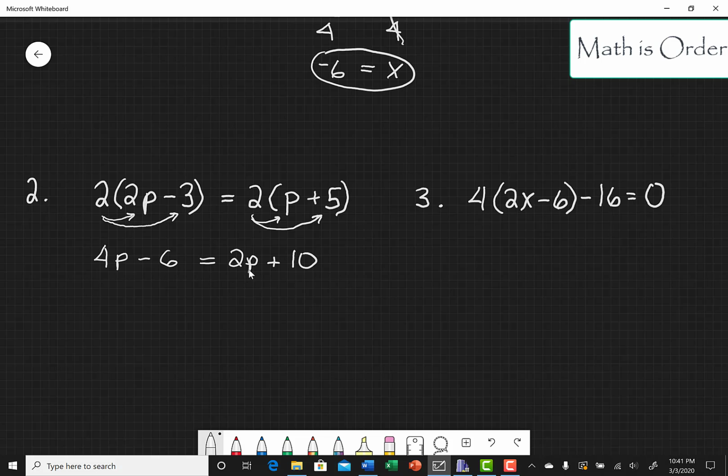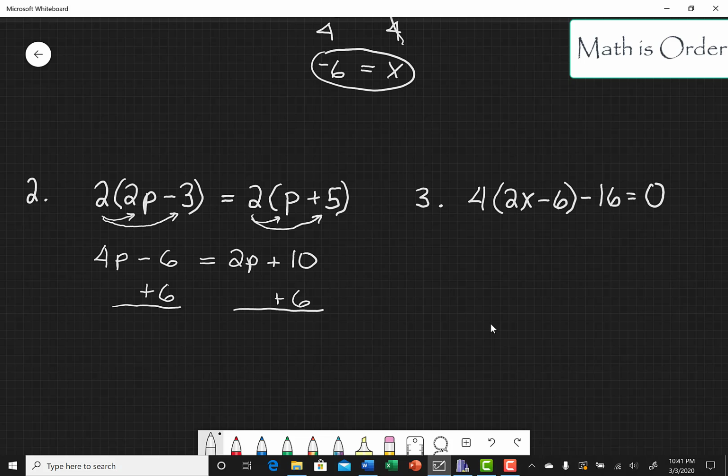But we need to get the p terms on one side of the equation, and the non-p terms on the opposite side of the equation. Now, there are many paths we can take to accomplish this, but all paths should lead to the same place. In other words, it doesn't matter what you do at this point. So let's say we want to add 6 to both sides. Let's just take one path. Add 6 to both sides, right? So I'm going to add 6 to the left. I'm adding 6 to the right.